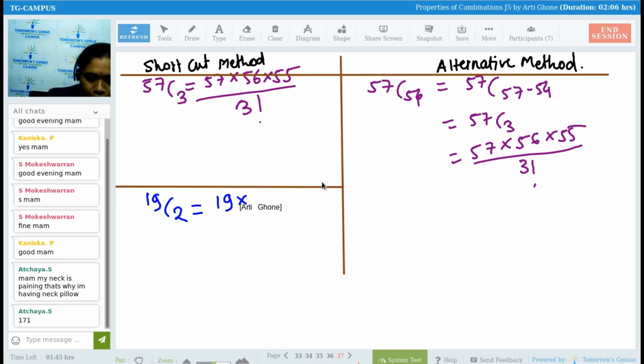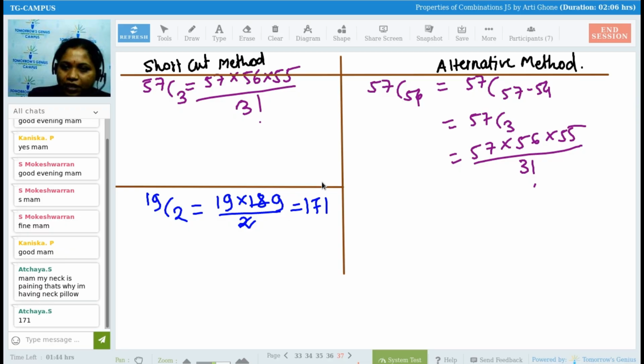You are taking the same 19 into 17. Just 2 terms are required. Sorry, 19 into 18 upon 2. So 19 into 9. Yes, it is the correct answer. Clear? You are finding a combination that much easily, possible to calculate with the shortcut trick.